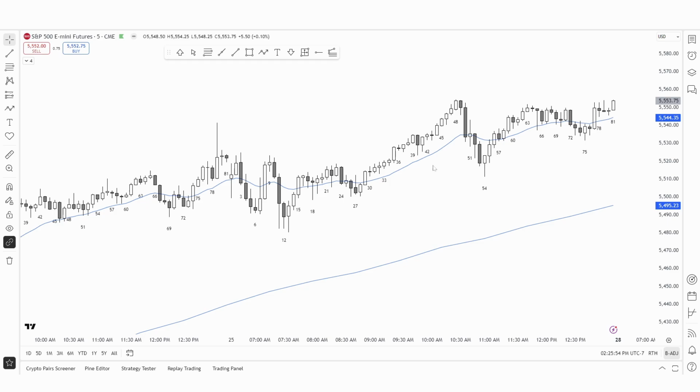54, it closed a bull bar. We are still in a bull regime. Bear setups will tend to fail.